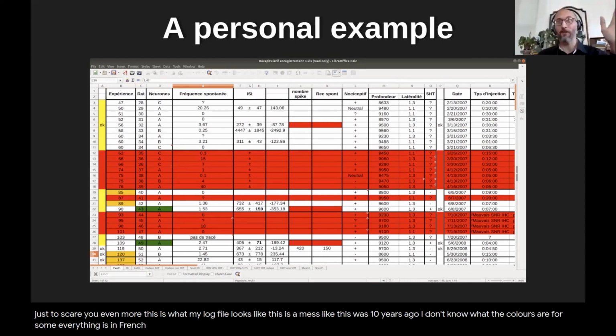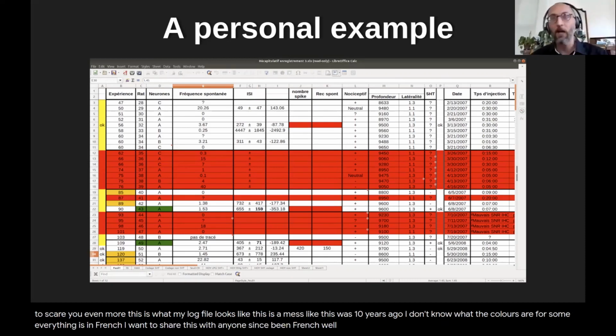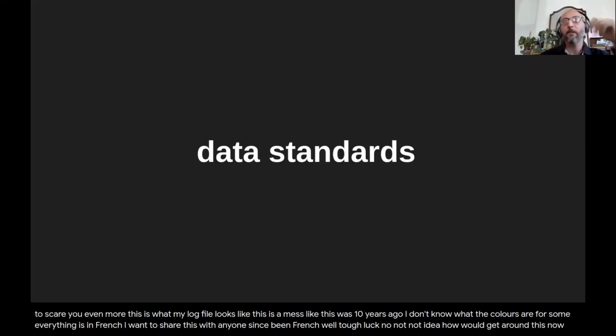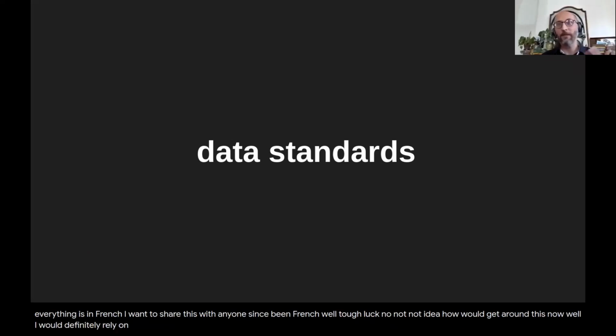So if I want to share this with anyone who doesn't speak French, well, tough luck. Not ideal. How I would get around this now? Well, I would definitely rely on using data standards and trying to have a systematic way to organize things.